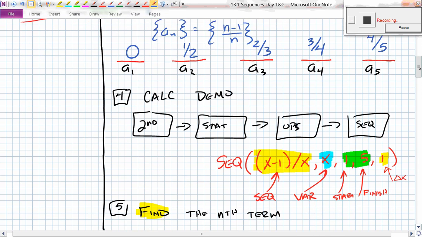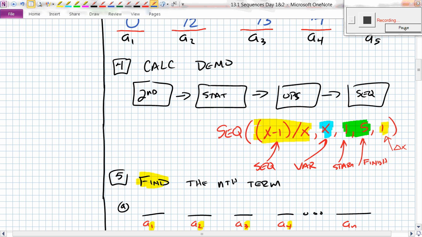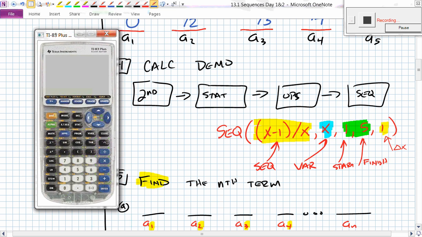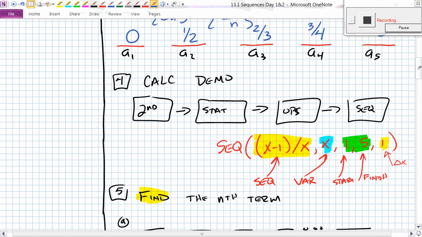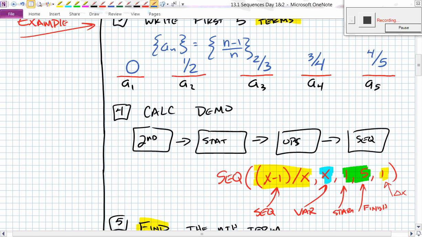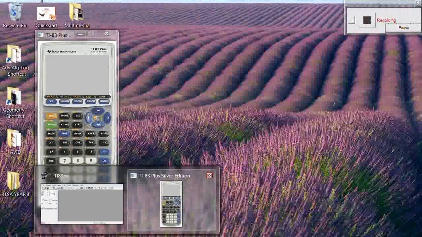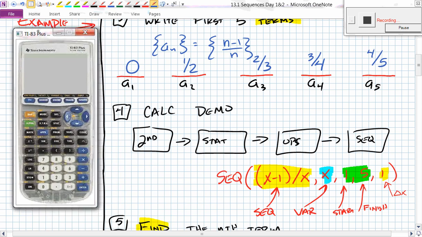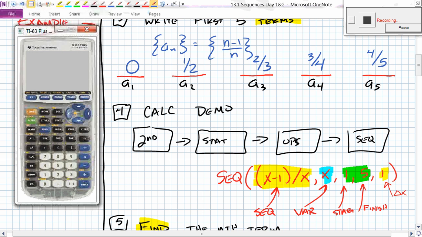All right, so let's bring our calculator up. Mine happens to be silver. Yeah, sweet, right? Okay. And what we're gonna do is we're gonna punch in the sequence up here that we just did and show you how it answers. So turn our calculator on.